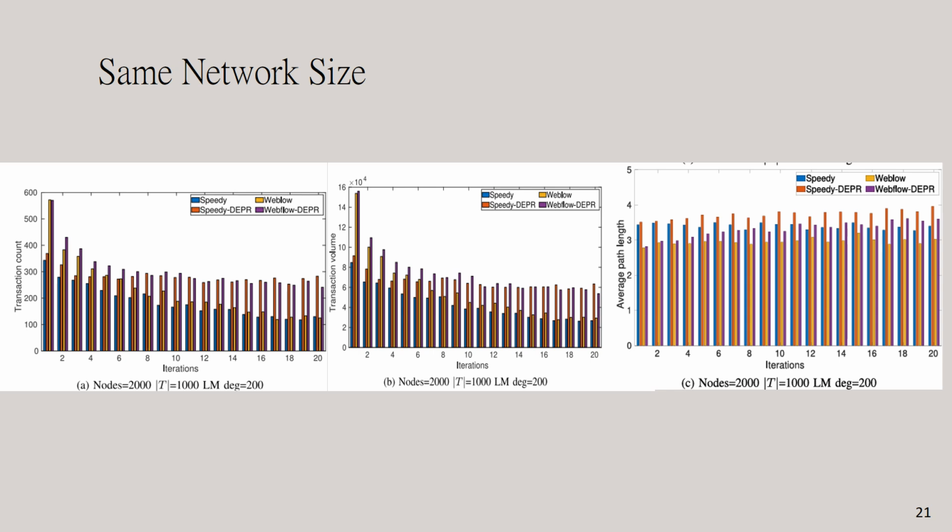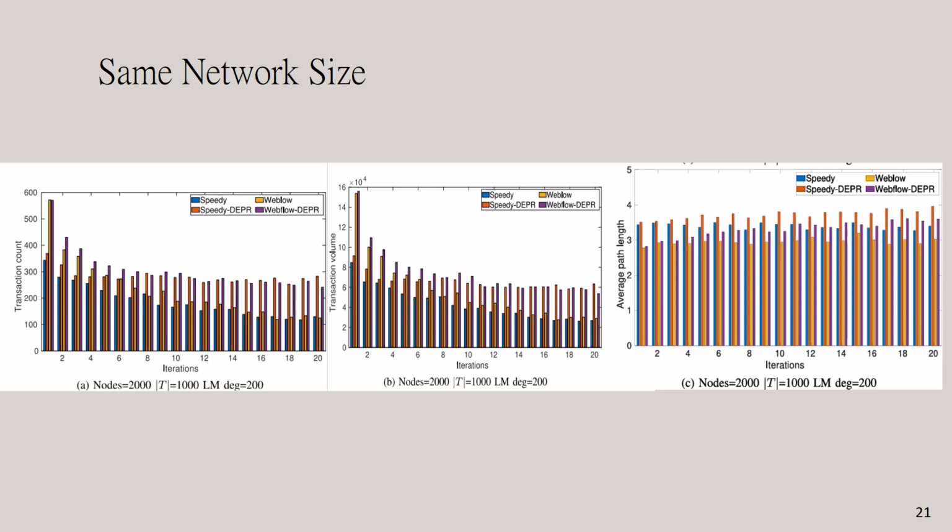Part 4: performance evaluation. This chart shows the number of transactions per iteration under the scenario of 2000 nodes with a landmark (LM) degree of 200 and a fixed network size. The number of transactions for SpeedyMurmurs and Waveflow is significantly lower compared to the versions that implement the DPR strategy, indicating that incorporating DPR increases transaction counts.